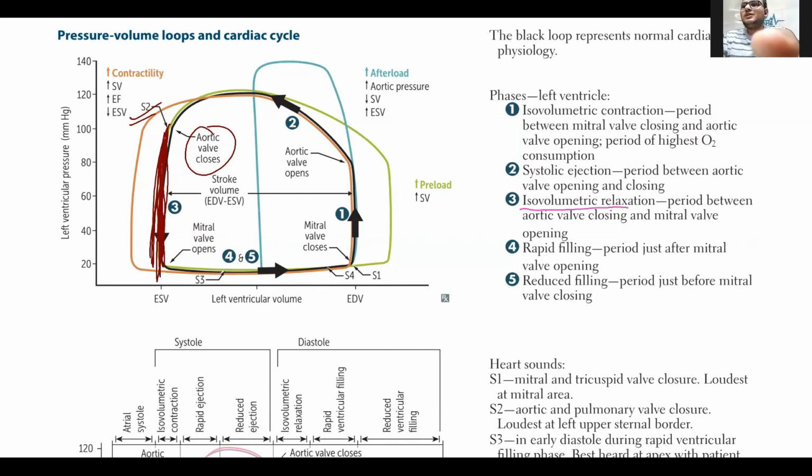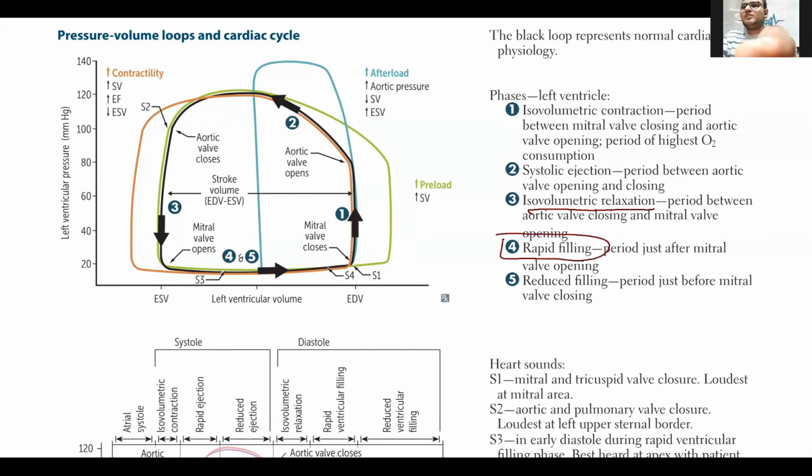But this is the period when the aortic valve has been closed and the mitral valve is being opened. The mitral valve is still not open, but there is a slight period when the aortic valve is closing and the mitral valve is opening. In this phase there will be the same volume, but it is a relaxation phase, not a contraction phase. So this is the isovolumetric relaxation.